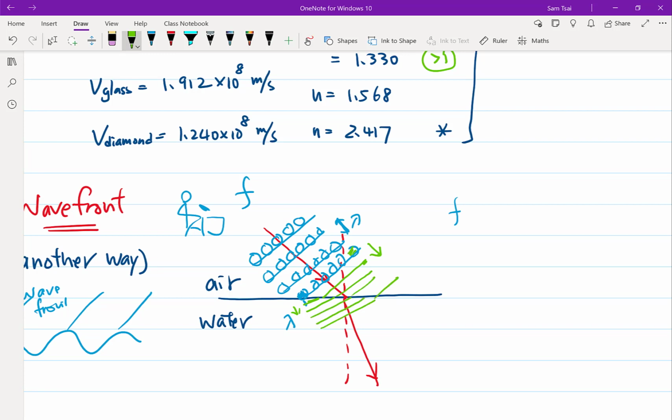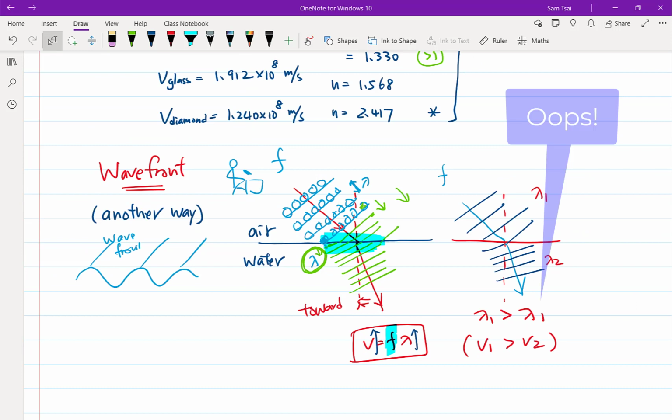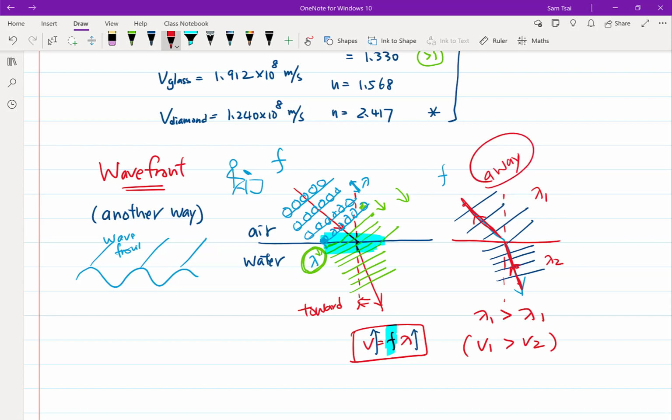But I think you get the idea. This side slows down first, so the wavelengths start to become smaller, and here keeps the bigger movement. That's why they change direction, and why when they slow down, it's bending toward the normal. That's another way to explain refraction. And of course, when they travel from a lower speed area to a higher speed area, it will bend away from the normal. So this is when we use the wavefront to understand refraction.